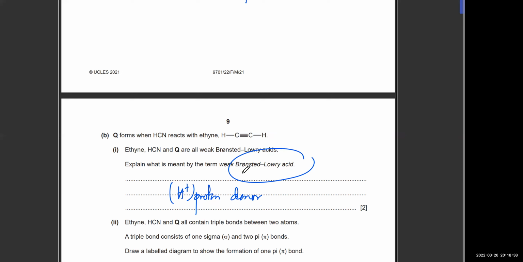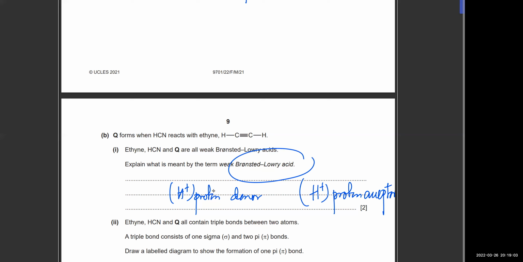There's another definition, the Arrhenius definition, which is that an acid produces H plus ions and a base produces OH minus ions. We're not using that definition either. We're using the Brønsted-Lowry definition, which is that an acid produces H plus, it's a proton donor, and a base is a proton acceptor. That's it.